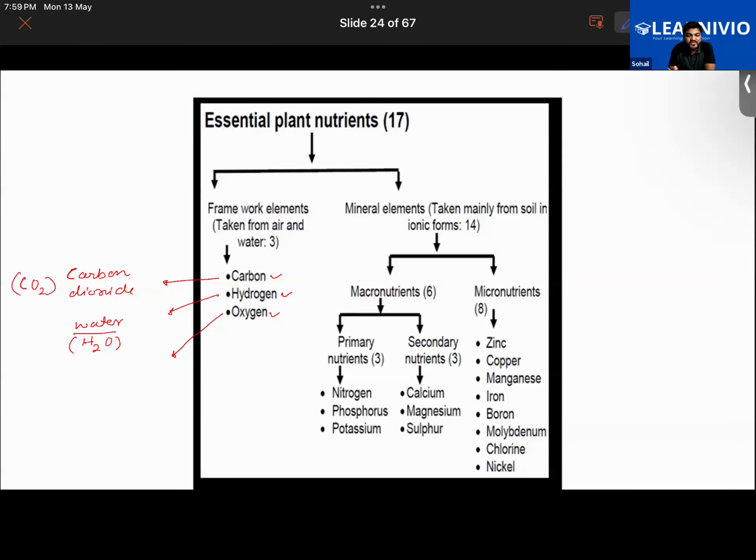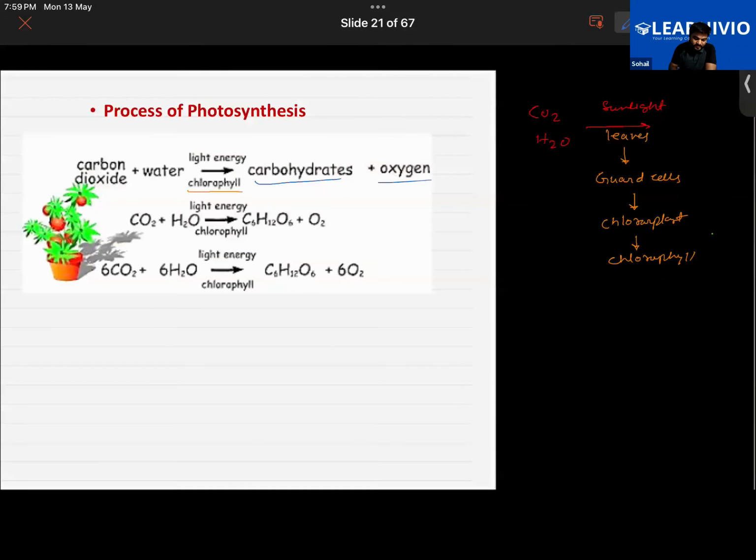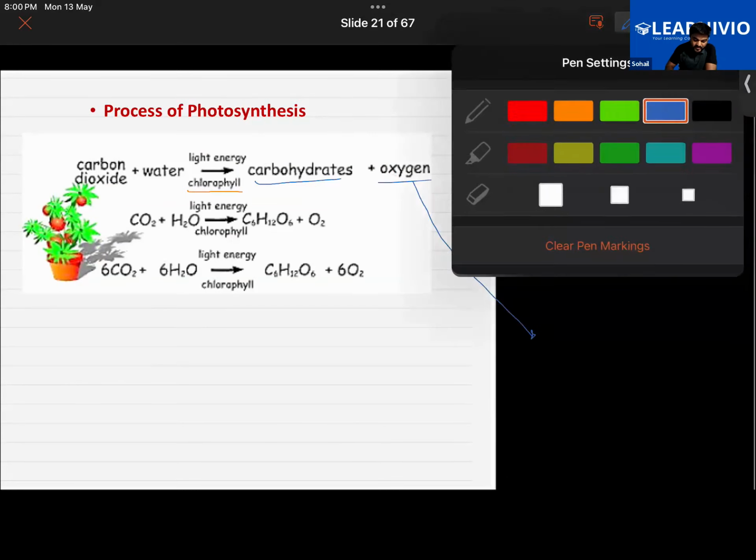is required by the plants to carry out the process of respiration also. Try to understand this. Just like you and everyone else, every organism, every animal requires oxygen to carry out the process of respiration. In order to break down the food, oxygen is required. In the plant body also, to break down the food, oxygen is required. So the oxygen that was prepared in the process of photosynthesis will be used up by the plant to carry out respiration. You guys getting my point or not?